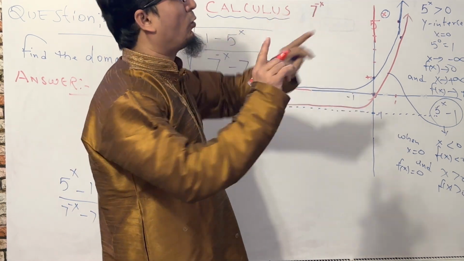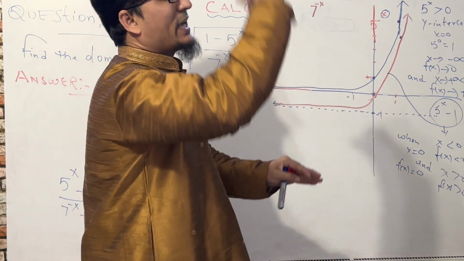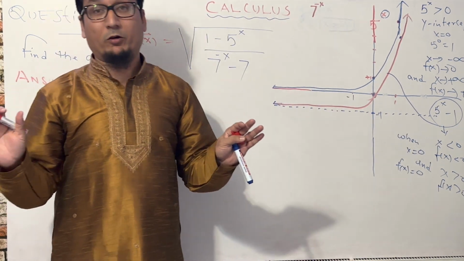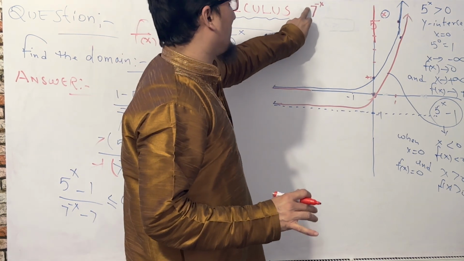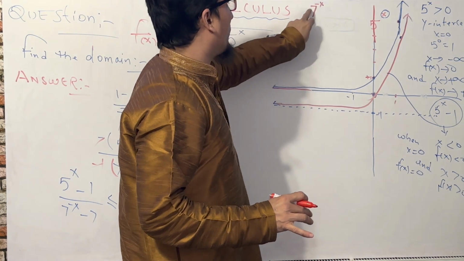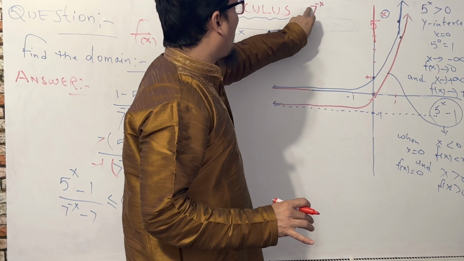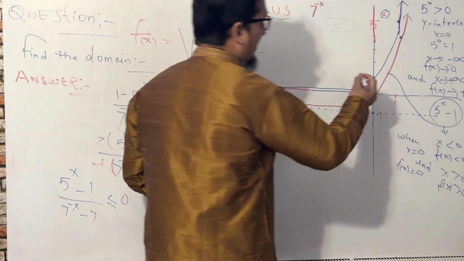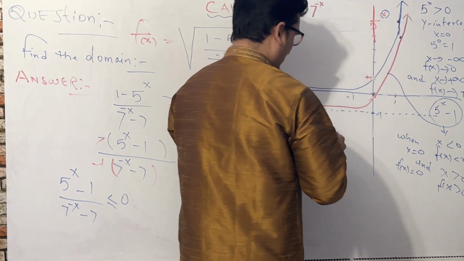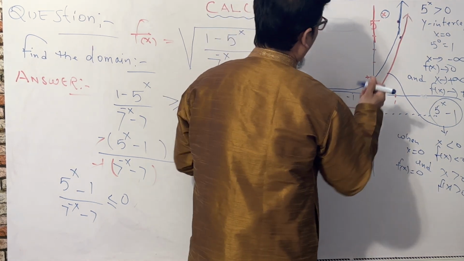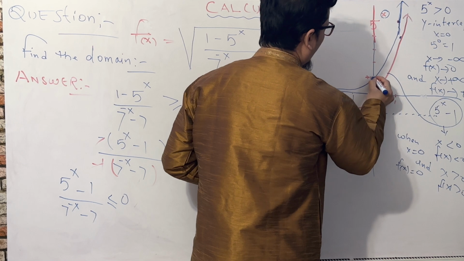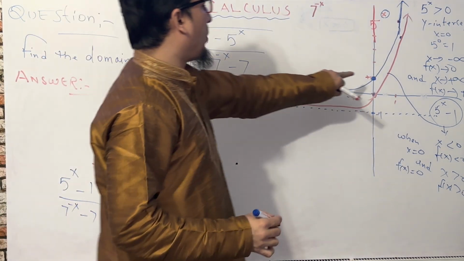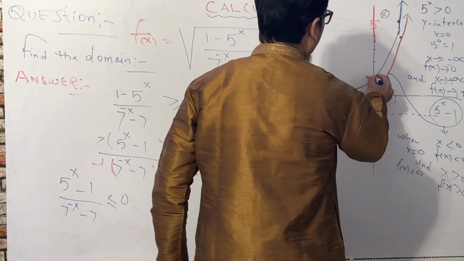The first point is always the same, whether this is exponential growth or decay, whatever it may be, right? The y-intercept means x is 0. So when x is 0, 7 power minus 0 means 7 power 0, and the answer is always 1. So you can see this will be the first point here. If we have 7 power minus x, the first point, the y-intercept, will be here.